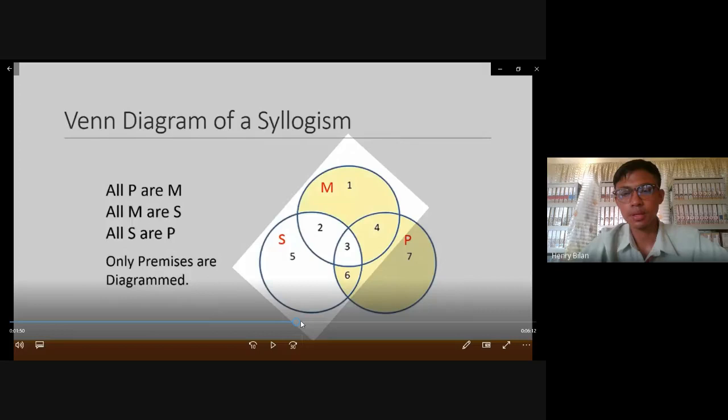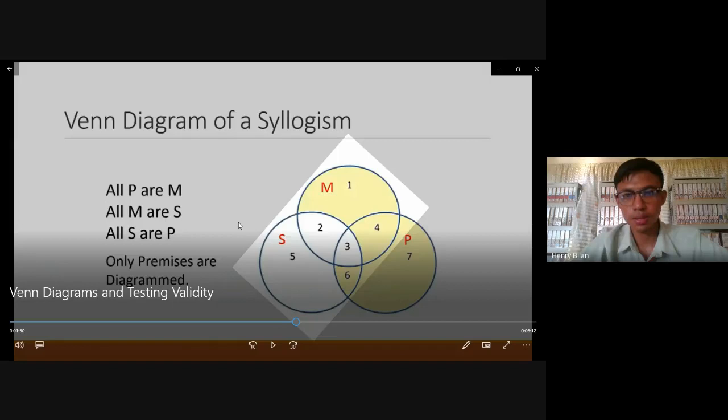Again, as I have said a while ago, we are using this to test the validity of a syllogism. If we diagram the two premises, and we can see the conclusion, then it is valid. So, here we are. Can we read now all S are P? All S are P. Does it show? Lahat ng bahagi ng S na nasa P dapat clear siya. Anyway, this is valid. Okay?